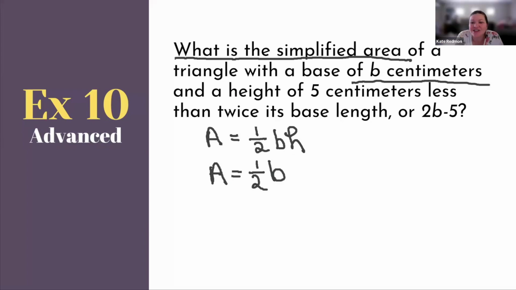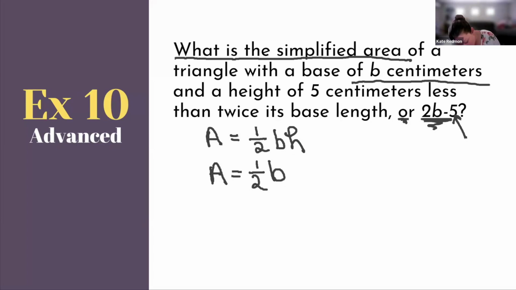No. They're giving us information about the height, 5 centimeters less than twice its base length. Now, if you were doing this in your college class, they would stop right there, and you would have to figure out how to write 5 centimeters less than twice its base length in the language of algebra. But I was real nice to you. I wrote it for you. Or 5 centimeters less than twice its base length. That's what it says.